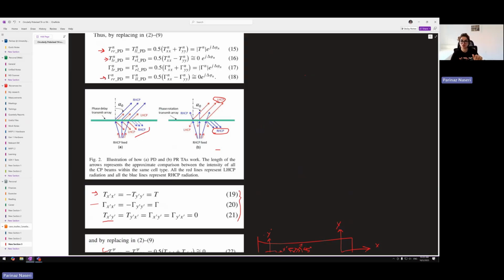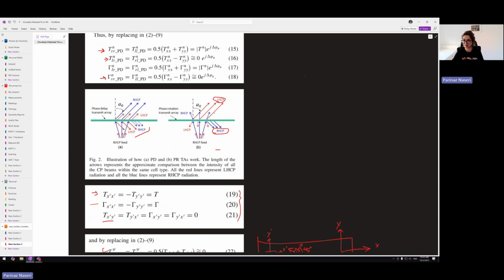So we say that phase rotation transmit arrays have a filtering effect, that they would only converge one of the components of a CP wave, not the cross-pole one. So naturally, their axial ratio is better because in PD, whatever happened to RHCP would happen to LHCP as well. The cross pole would exactly follow the main beam. But in this one, the phase rotation one, that doesn't happen, right? So they have a filtering effect, but nothing comes for free, and I'll explain it later.